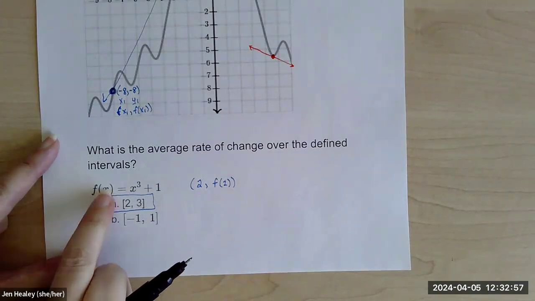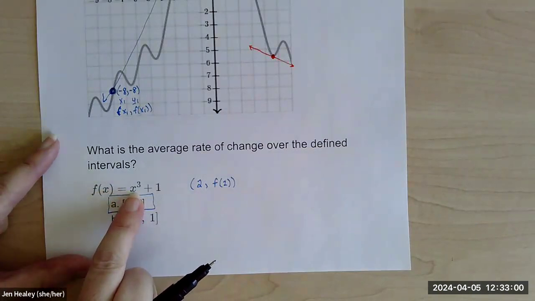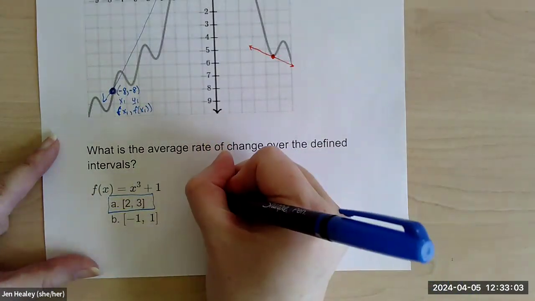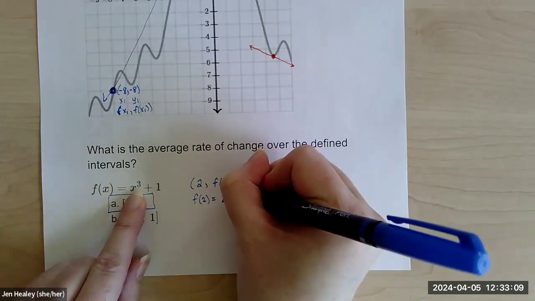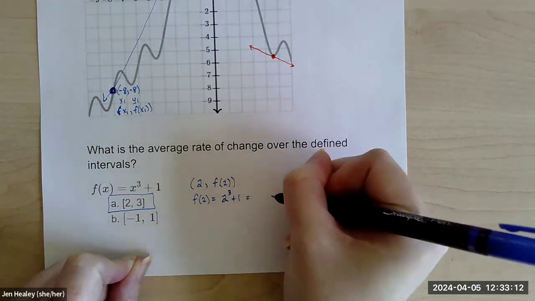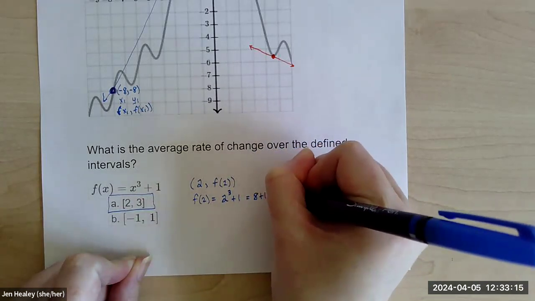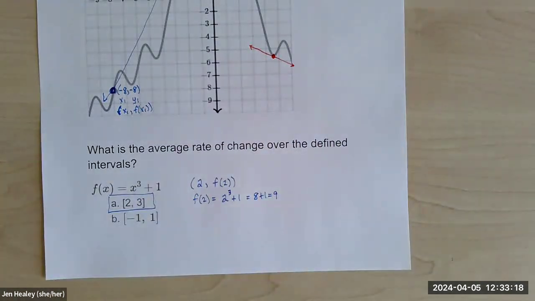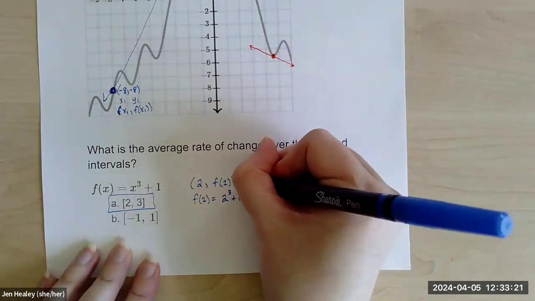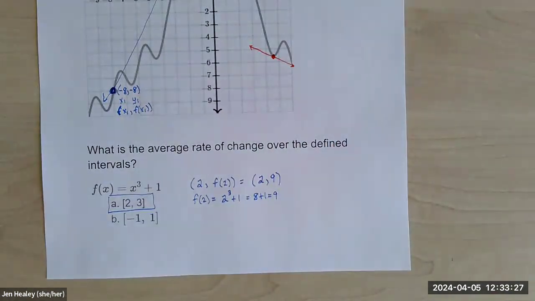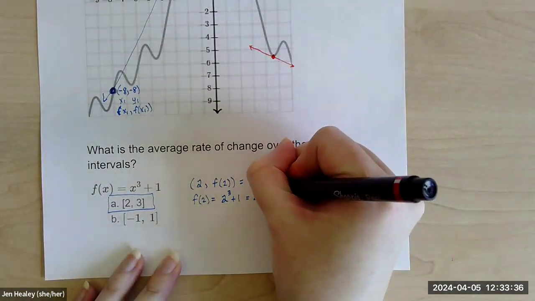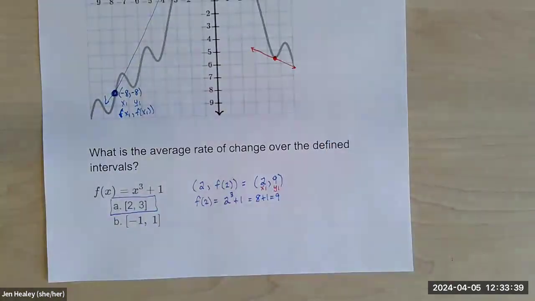So you're going to come to your f function and put a 2 in there. Is that okay? If you plug 2 into your f function, f of 2 is equal to 2 cubed plus 1, which is going to be 8 plus 1 or 9. So this point 2 comma f of 2 is the point 2 comma 9. There's our first one. And I can call this one x1, y1. That's my first point.